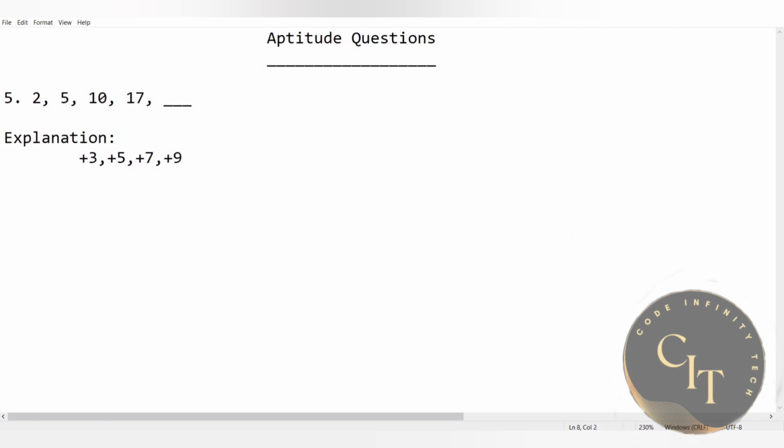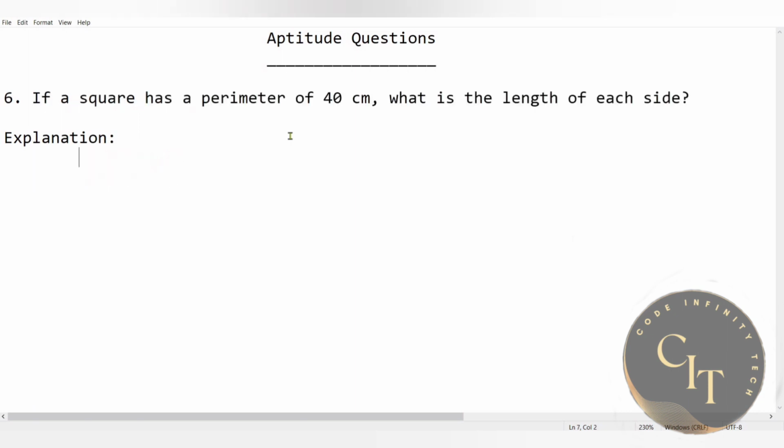So next number will be 9. So 17 plus 9, it will be 26. Moving to the next question.